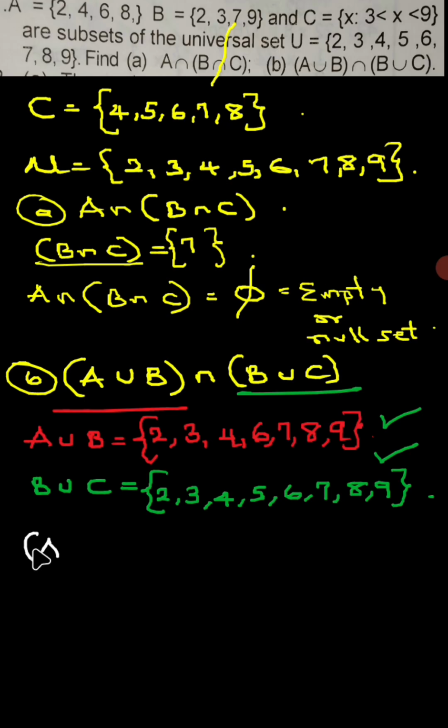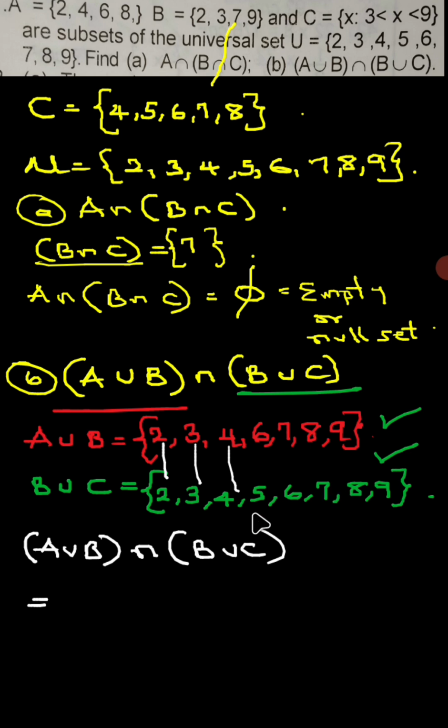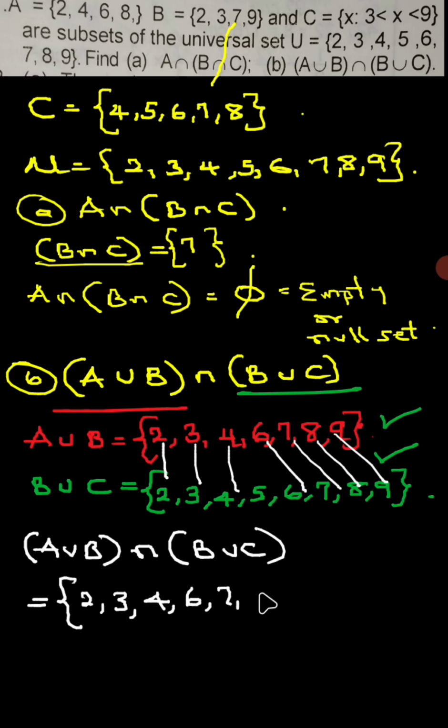So I will find A union B, then intersection of B union C. So this equals, in A union B we have 2, 2 is common, 3 is common, 4 is common, 5 is not common, 6 is common, 7 is common, 8 is common, and 9 is common. All those elements that are common, we're going to put down. So we have 2, 3, 4, 6, 7, 8, and 9. That's our solution to this problem.